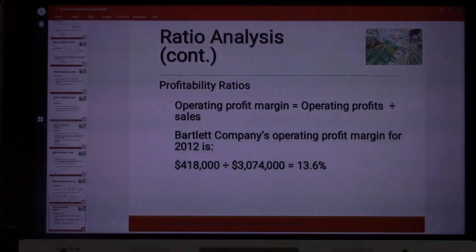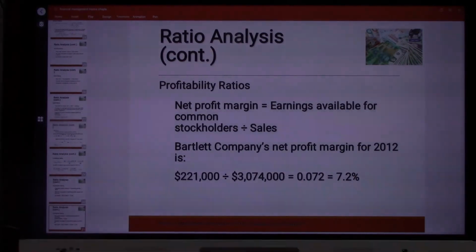The third sub-dimension regarding profitability is net profit margin. Net profit margin is equal to earnings available for common stockholders divided by sales. In this case, by substituting, we will find that the net profit margin is equal to 7.2%. This means that for every dollar generated in the shape of sales, our earnings available for common stockholders equal 7.2 cents.